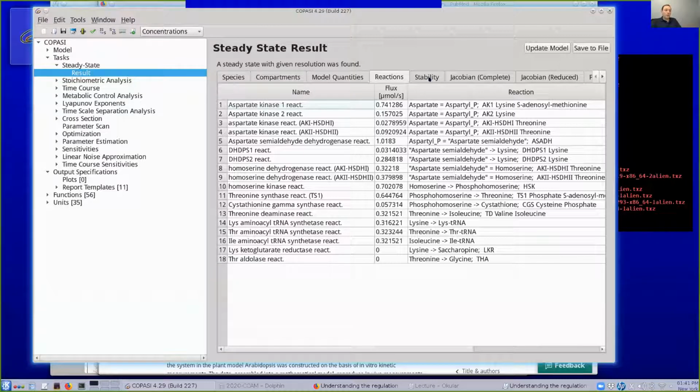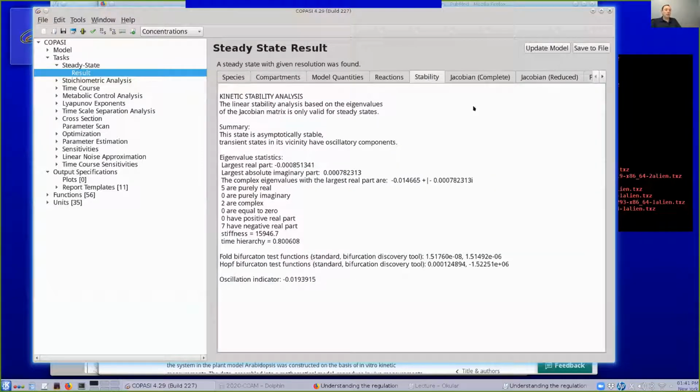Now you can look at stability. This will tell you if your steady state is stable or not. And this tab is really for those who don't want to think about the mathematics. All you need to do is to read what it says here in summary. It says the steady state is asymptotically stable. So you know this is a stable steady state. It also says that there are probably some oscillations in the vicinity of the steady state.